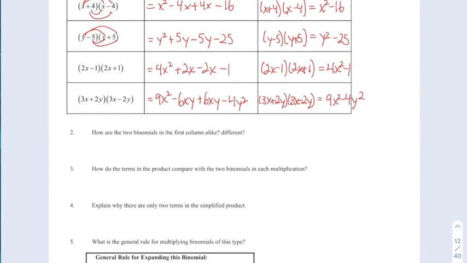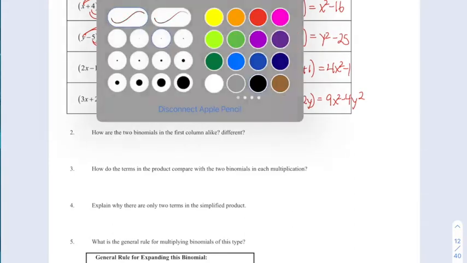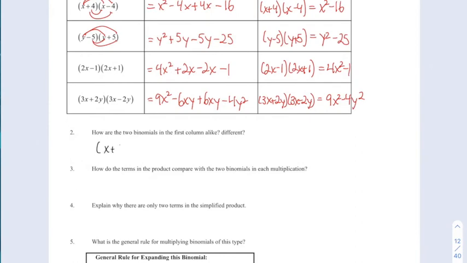All right, so now let's look at the pattern here. How are the two binomials in the first column alike and different? So what we're asking here is when I look at the binomials x plus 4 and x minus 4, I can see actually that the binomials are the same and that the terms are the same. Okay, but the signs in between them are different.